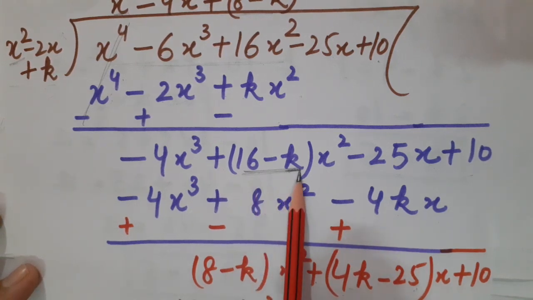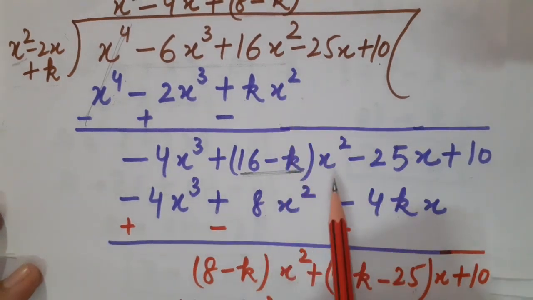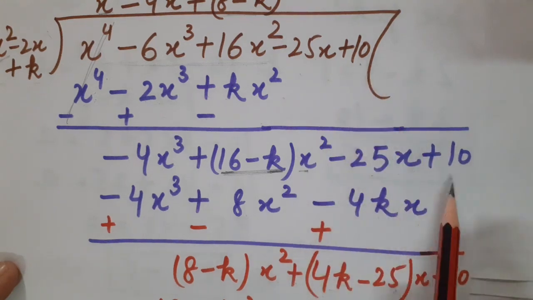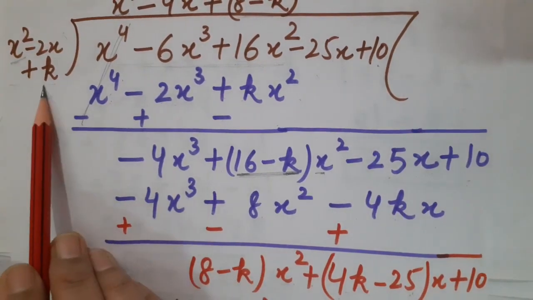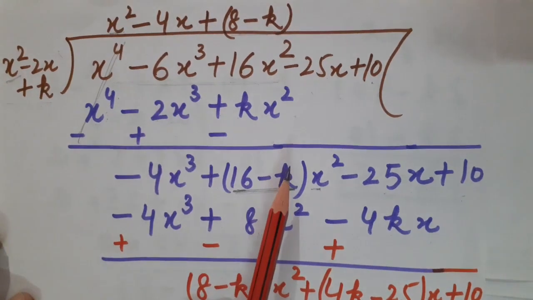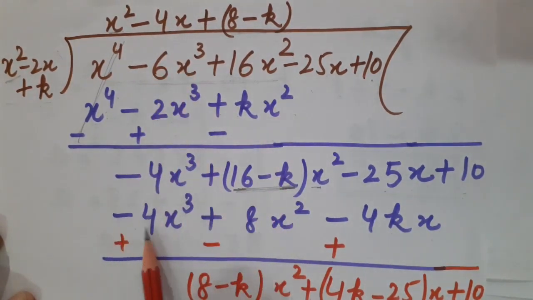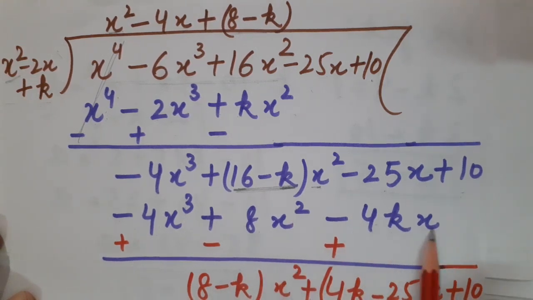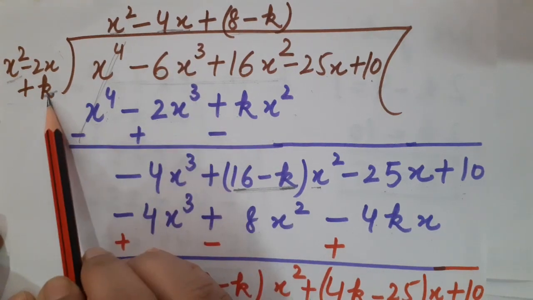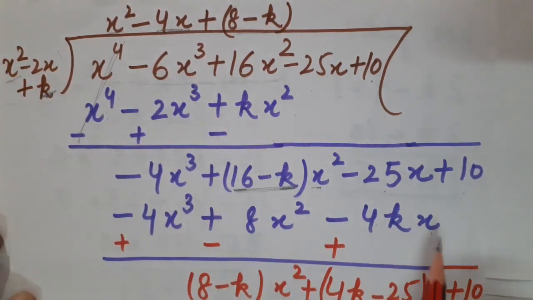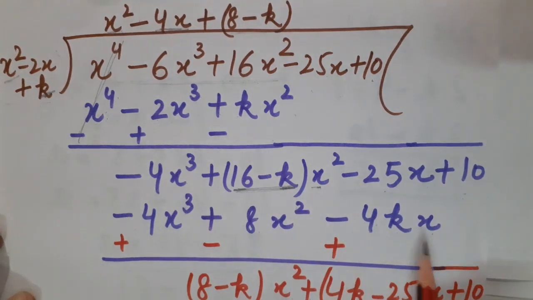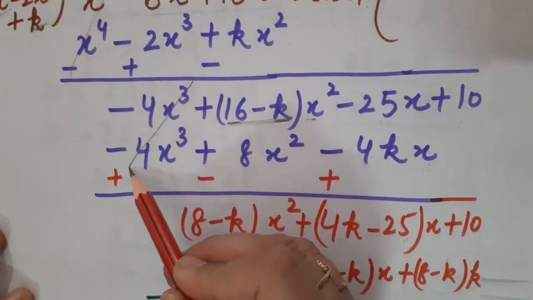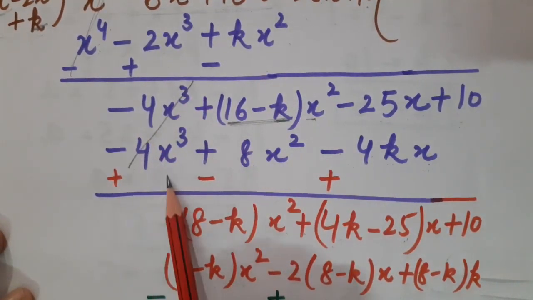This is a variable and this is a constant. Here x square I have taken as common. This minus 25x plus 10 will be written as it is. Now I am multiplying this g(x) by minus 4x. By what value? Minus 4x. So I have got minus 4x cube plus 8x square minus 4kx. Correct? When this 4x will be multiplied by k, you will be getting 4kx. This is with a minus sign, so definitely minus 4kx you will be getting. Again changing the sign while subtracting, 4x cube and minus 4x cube are going to be cancelled.